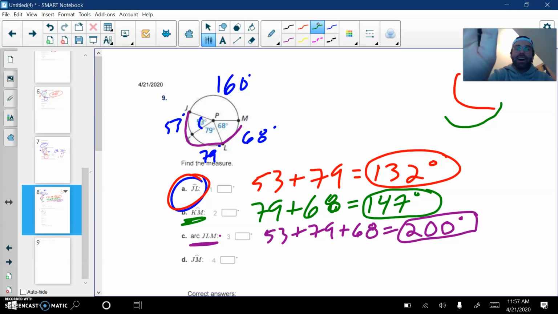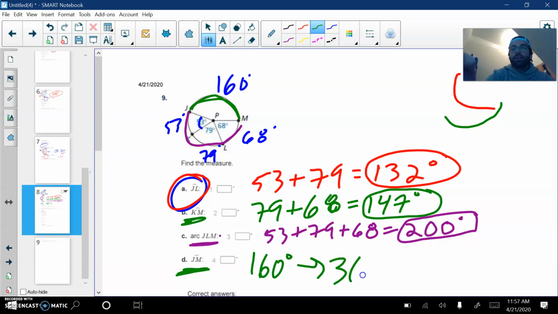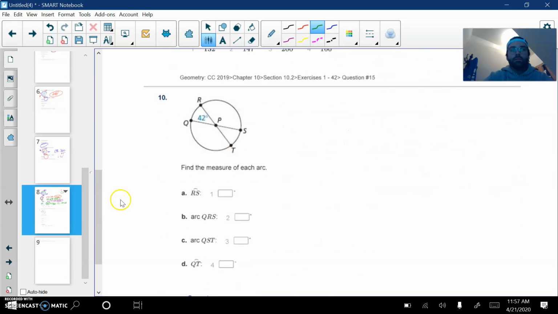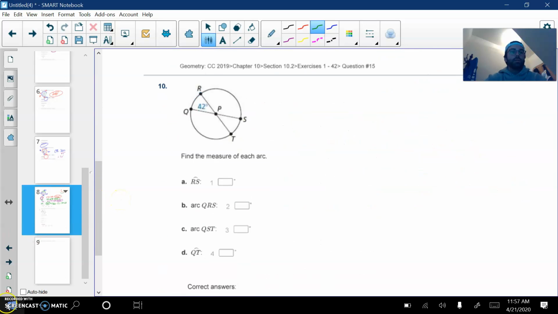I want to find JM. JM is the rest of the circle. I already found that to be 160, which I got by doing 360 minus 53 minus 79 minus 68. So it should be 160. Or basically, it's 360 minus 200, right? It's minus JLM. Is there another one? Yes, there is. I'm going to pause it.